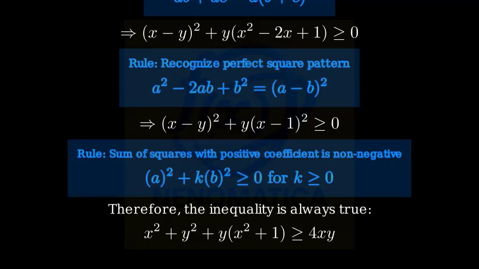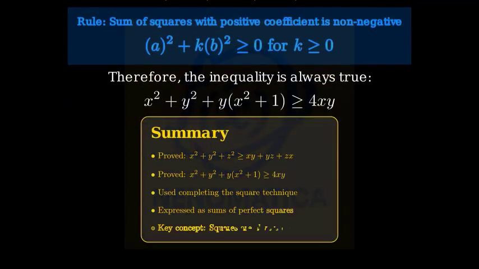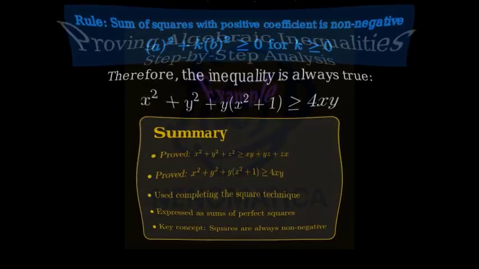Let's summarize what we've learned today. We proved two important inequalities. First, that x² + y² + z² ≥ xy + yz + zx. Second, that x² + y(x² + 1) ≥ 4xy. In both cases, we used algebraic manipulation, particularly the technique of completing the square, to express our inequalities as sums of perfect squares, which are always non-negative. This approach is powerful for proving many mathematical inequalities.